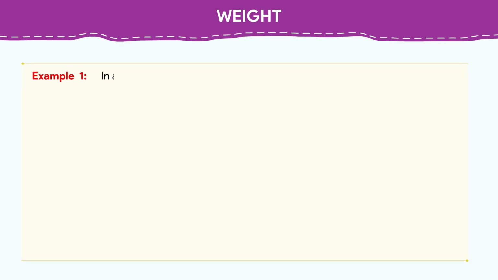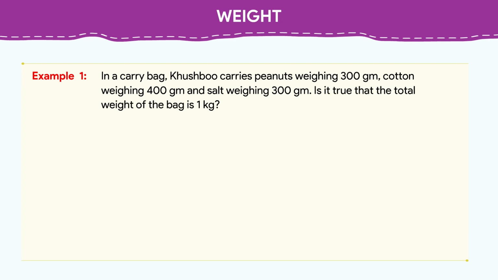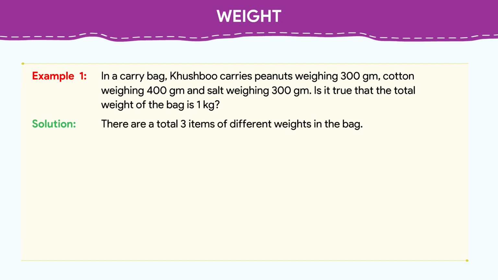Example 1. In a carry bag, Khushbu carries peanuts weighing 300 grams, cotton weighing 400 grams and salt weighing 300 grams. Is it true that the total weight of the bag is 1 kilogram? Solution: there are a total 3 items of different weights in the bag. Peanuts is equal to 300 grams. Cotton is equal to 400 grams. Salt is equal to 300 grams.